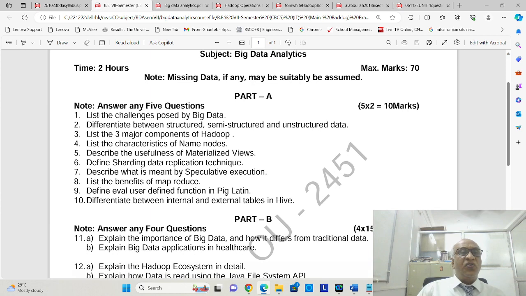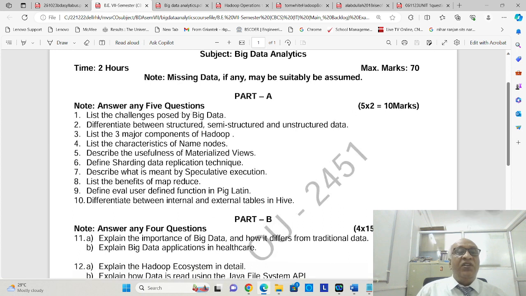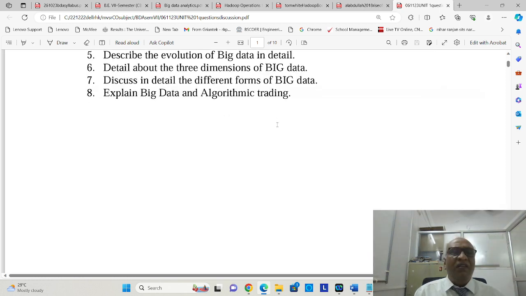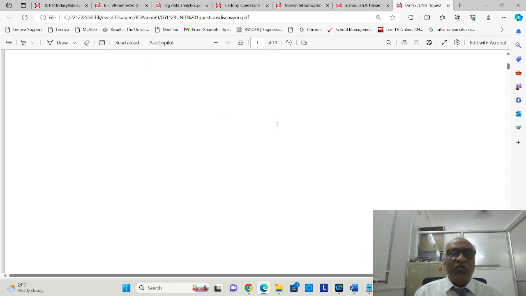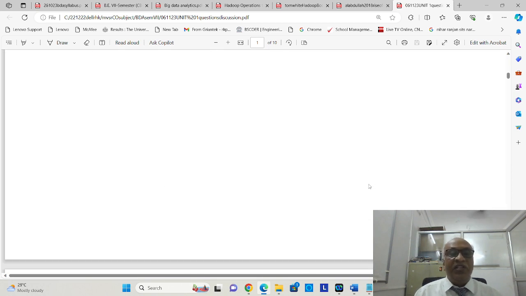If you look at the first question from this question paper of the end exam of March-April 2021, the first question says, list the challenges posed by big data. So it means we are trying to justify our exam question paper also. So let us start our discussion. I'll be using this same PDF and I had just compiled from Googling from different sources, and I'll mention the sources also from where I have taken. But let us not forget the question. What is the question? List the challenges posed by big data.